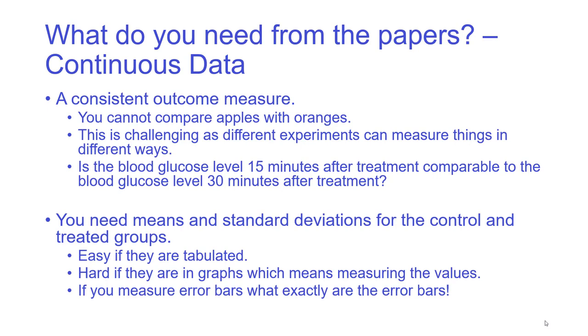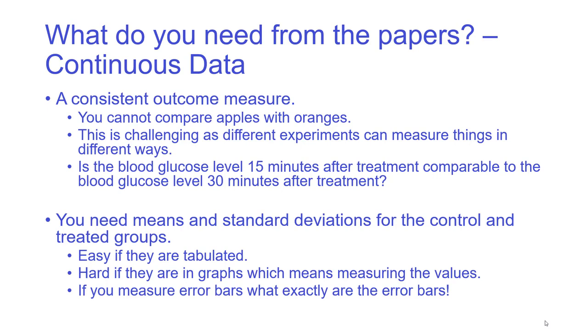You can't compare apples and oranges. Blood glucose, if you're doing, let's say, a blood glucose level 15 minutes after treatment, but some of the papers report it after 30 minutes, these are not comparable things. So you need to make sure there's good consistency. That might mean that you end up with very few papers in your study. It doesn't matter if it's 4 or 5. It's nice if you've got 30, but it doesn't have to be.